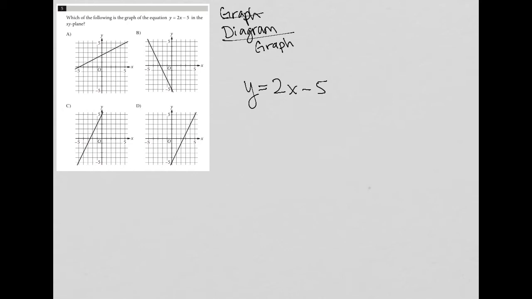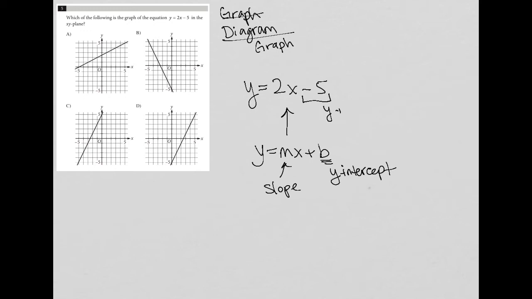So what do we know about y equals 2x minus 5? Well, hopefully we know that this comes from y equals mx plus b, where b is the y-intercept and m is the slope. So this should be a relatively straightforward question. We need to identify which of these graphs has a -5 y-intercept. Let's do that first. So where do we see -5 as a y-intercept?